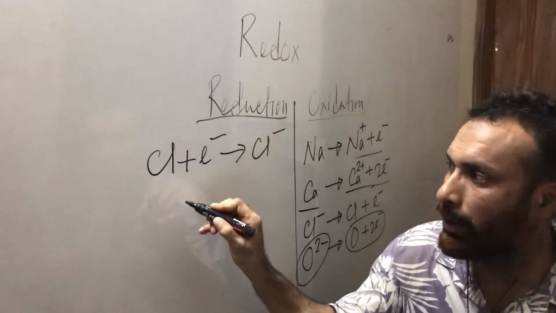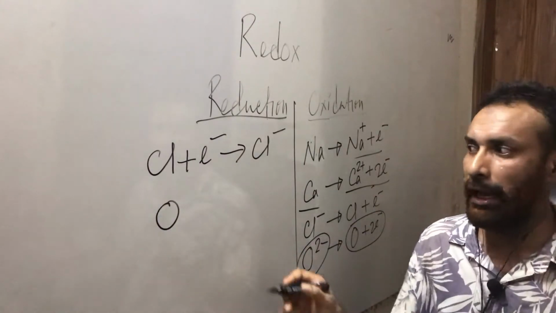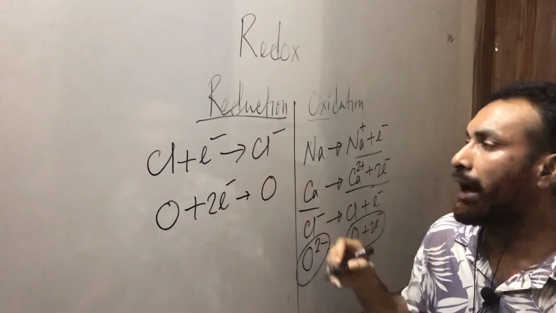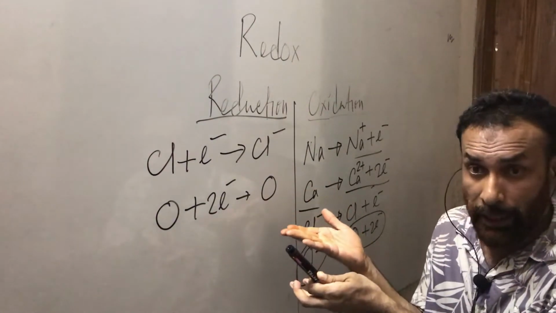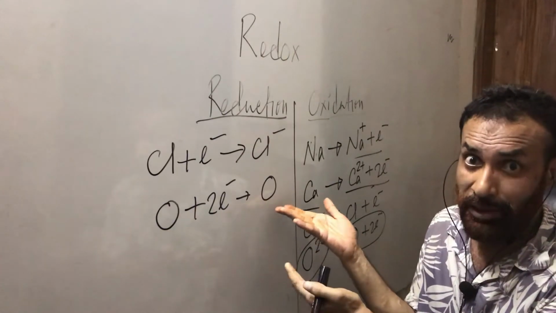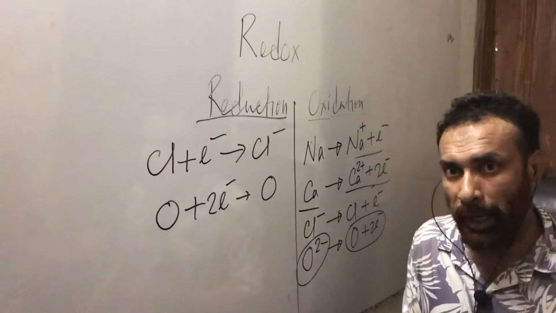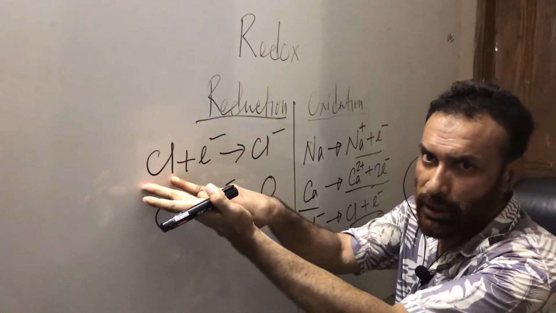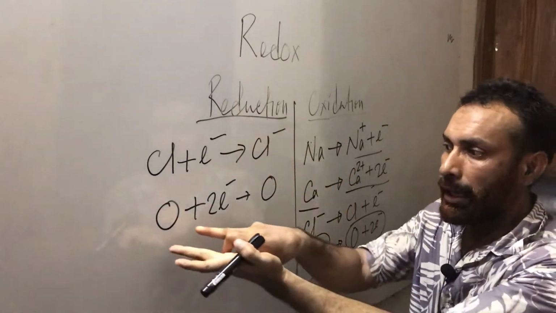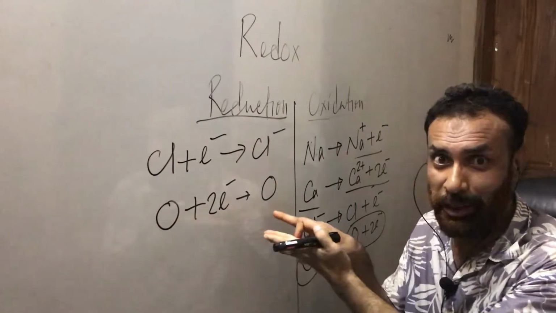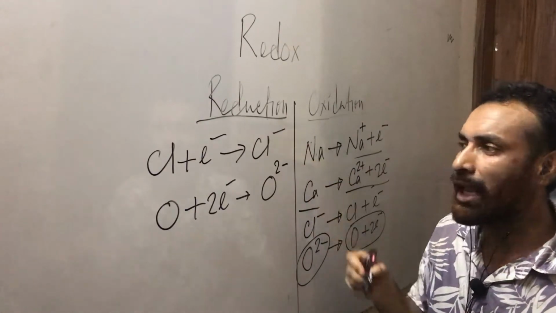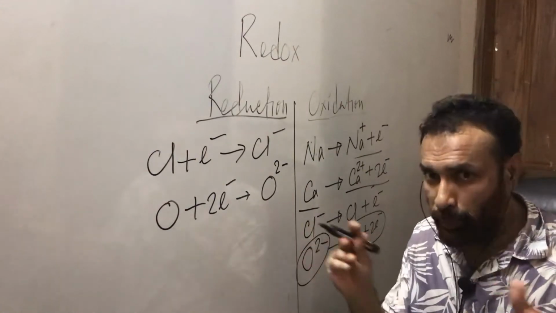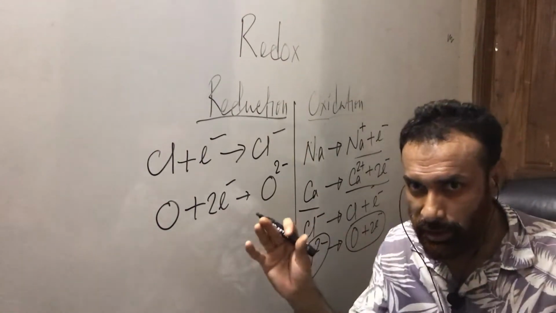And if I write here O, oxygen, and oxygen certainly gains 2 electrons, can you give the charge on this oxygen or oxide ion? O2 minus. Why 2 minus? Here chlorine gains 1 electron, so that was minus 1. And oxygen gains 2 electrons, so here should be 2 minus. And what do you get? Charges decrease. But again, you can check that on both sides the charges are balanced.